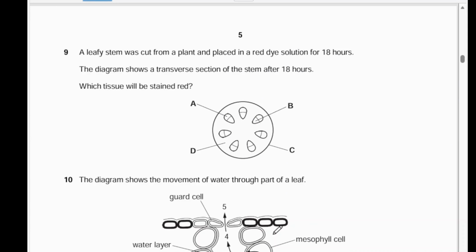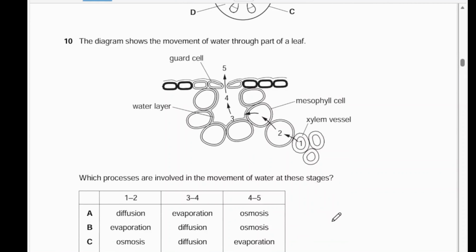So it is stained red in some dye. Dye is taken up by which tissue? Xylem or phloem? Xylem. So is xylem present inside or outside? Inside. Correct. So in the leaf, where is xylem present? Upper part. Good. The diagram shows the movement of water through the leaf.